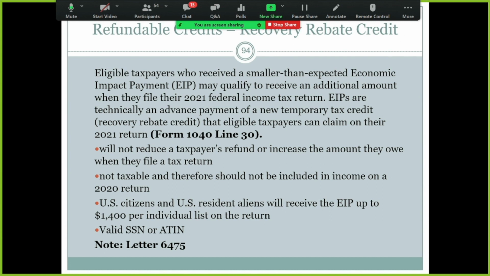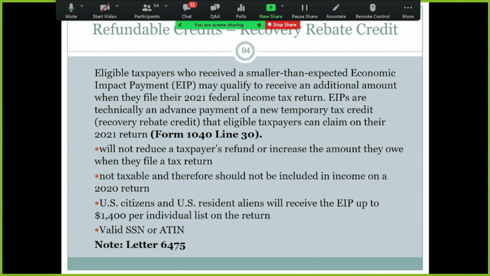Individuals also should be on the lookout for their Letter 6475. They should be receiving that in the mail and really need to bring that to the tax office so that we would know the full amount that they received for the third stimulus. If they do not have that letter, we typically try to get them to look at their accounts and see what the amount was. These amounts started going out, I believe, in March of 2021.